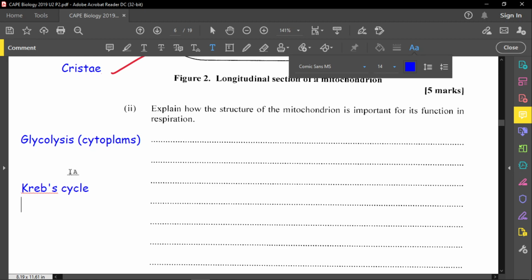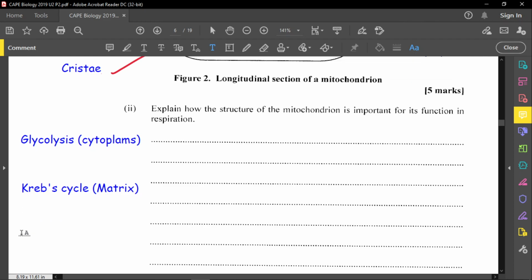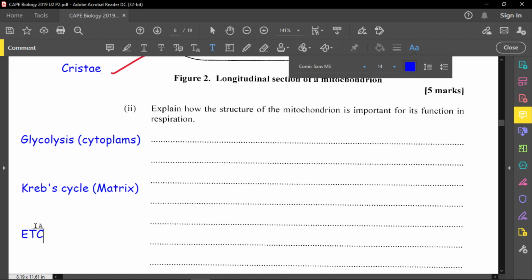And then we go into what they call our ETC. Just to make a note that the Krebs cycle is actually taking place in the matrix of the mitochondria. So that takes place in the matrix. And then we have our last phase or stage, which is called ETC, electron transport chain. This is a very important stage, the last stage, and this takes place in the inner membrane. Just to again make a note of where they actually take place.